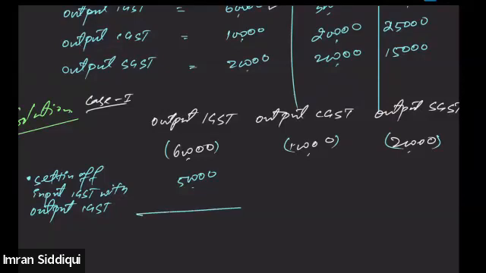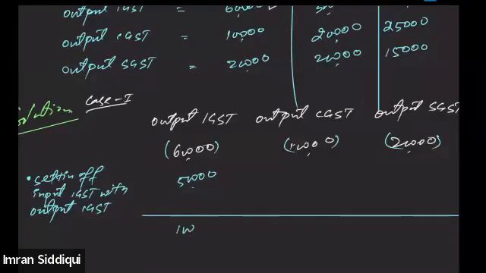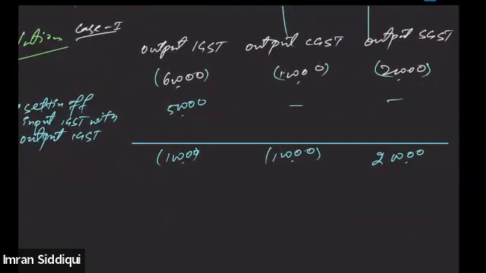Okay. So that means we'll be completely able to set off the input IGST with the output IGST, and the remaining balance will be 10,000, negative 10,000, and then 20,000. There will be no requirement to adjust any amount with the output CGST and output SGST. We'll completely be able to adjust the entire amount with the output IGST only. Is that correct? So this is case one. In this situation, we are able to adjust the entire amount with the output IGST only. Got it? Is this clear, everyone?